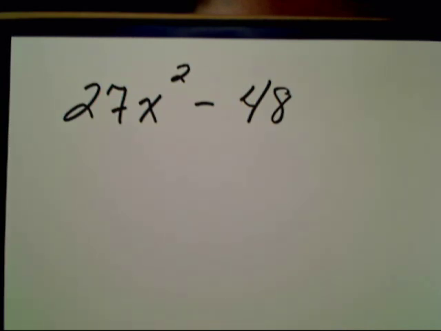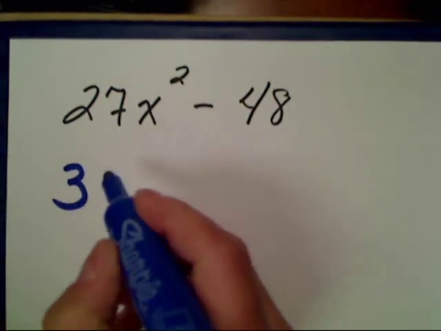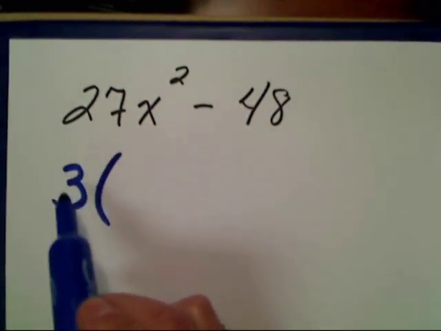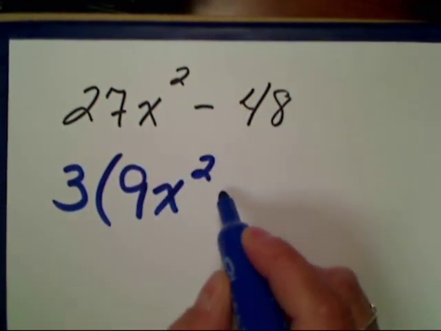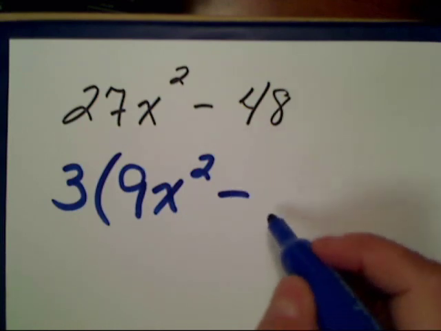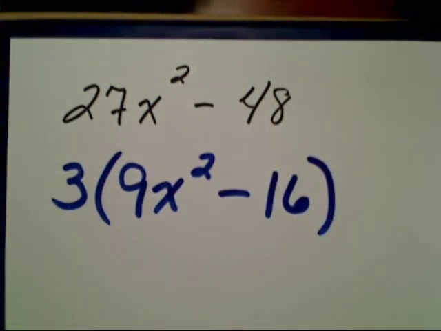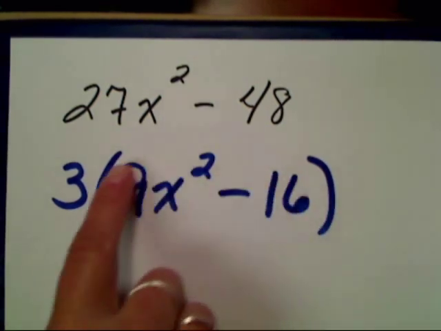So what goes into 27 and 48? Well, that's going to be 3. If I pull out a 3, what am I left with? 27 divided by 3 is a 9, and the x squared still comes along for the ride. Minus, how many 3's are there in 48? 16. So now I have a greatest common factor of 3 on the outside, and I have this binomial inside.